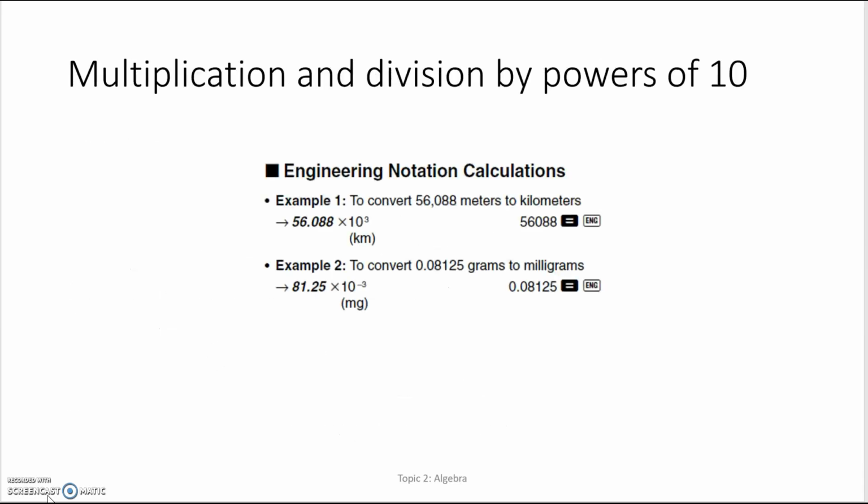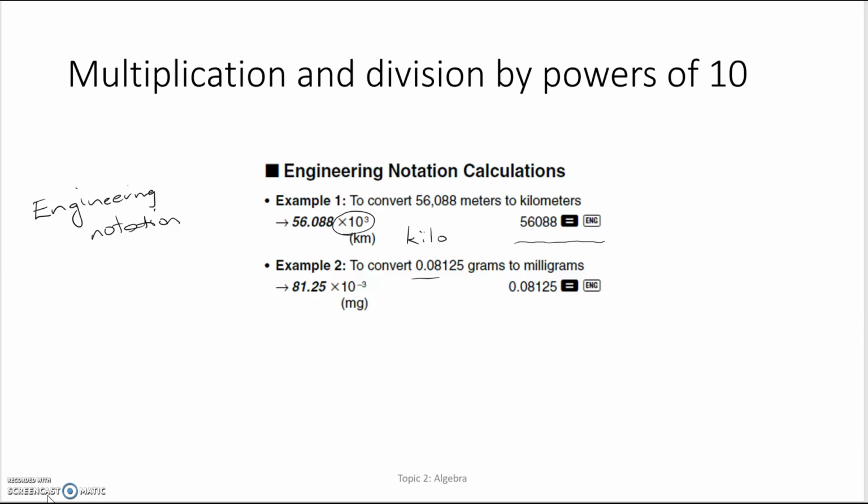Suppose we need to convert 56,088 meters to kilometers. What we would do is type in on our calculator 56088, then the equals button, and then engineering, and it would take an ordinary number to something with 10 to the power of 3 in it. Now this is engineering notation. And 10 to the power of 3 corresponds to kilo, so that's why it's kilometers.